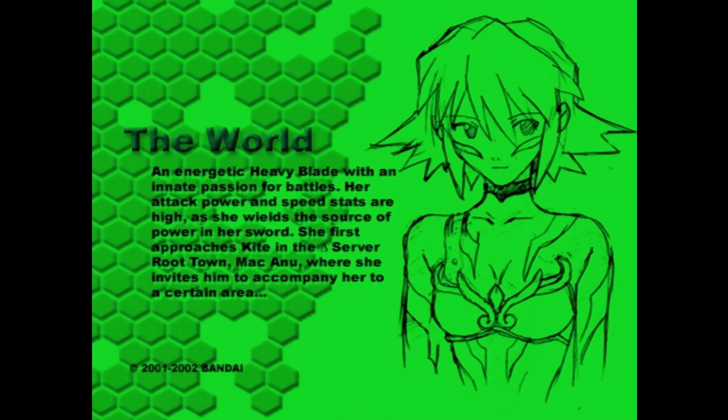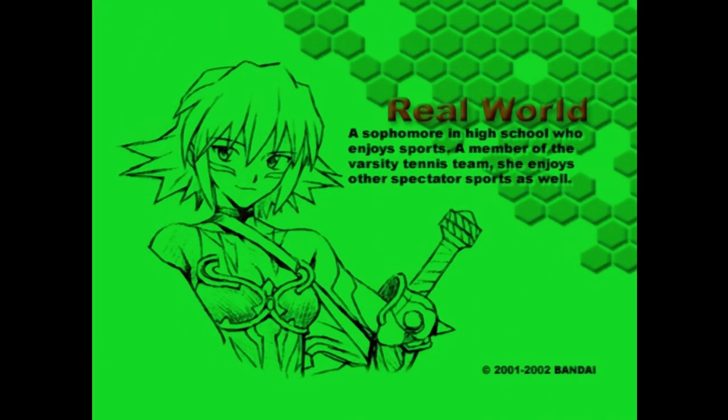But in the world, Black Rose is an energetic heavy blade with an innate passion for battles. Her attack power and speed stats are high as she wields the source of power in her sword. She first approaches Kite in the Delta server root town Mac Anu, where she invites him to accompany her to a certain area. Leave it mysterious. Real world, a sophomore in high school who enjoys sports, a member of the varsity tennis team. She enjoys other spectator sports as well.